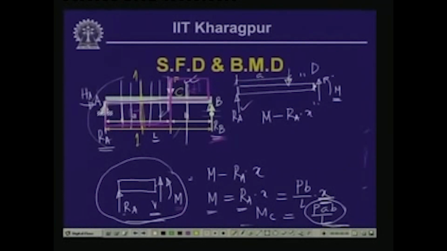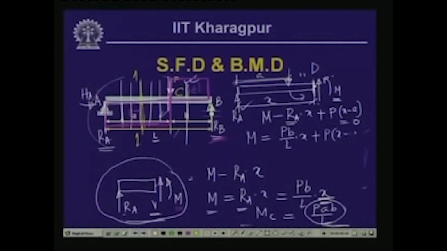Now, the load P which is acting at a distance of A is also causing a moment in the anti-clockwise direction. So, this is plus P. The load is at a distance of A and we have taken the section at a distance of x, so the distance of this load from the point where we are taking moment is x minus A. So, this is P into x minus A, and this is equal to 0. So, the value of the bending moment m is equal to R A, which we have seen as P b by L, times x, plus P into x minus A.